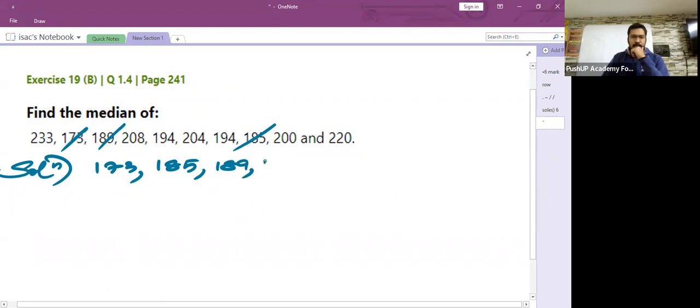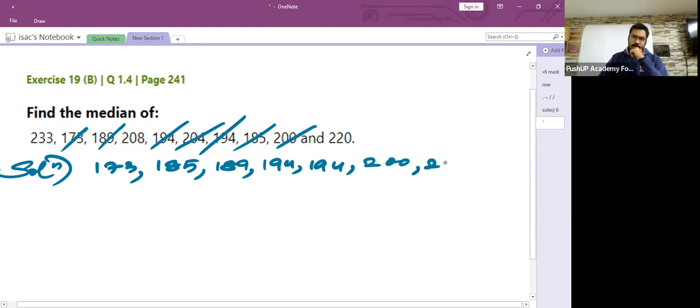Then comes 194. Acha, 194 is coming twice. Be careful. Then comes, is it 200? Yes, it's 200. And then comes 204. Then comes 204. Then comes 208. Then comes 220. And then comes 233.